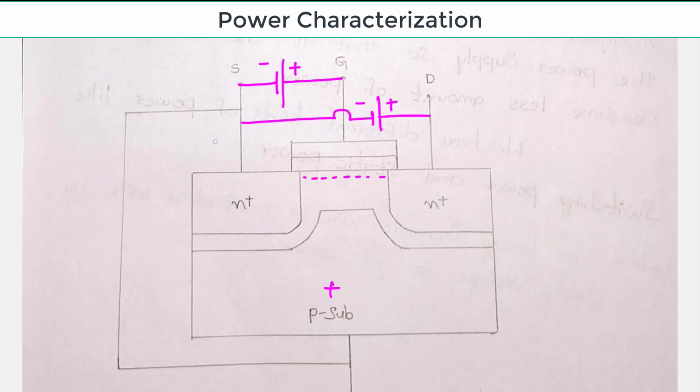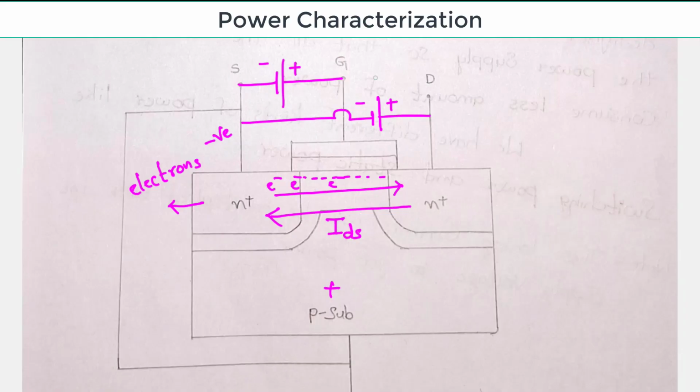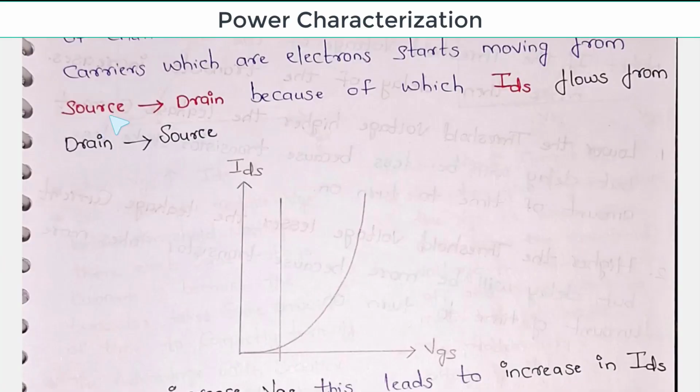As I am connecting negative at source terminal, the majority carriers in this particular N plus will be electrons. Because of this negative, the electrons which are present in N plus start moving from source to drain, because of which current will flow in the opposite direction, which is from drain to source. That's why we are calling this as IDS. Here this is called as VDS, this is called as VGS. That's what I have mentioned here. Electrons are moving from source to drain, because of which current is flowing from drain to source. That's why we are calling it as IDS.